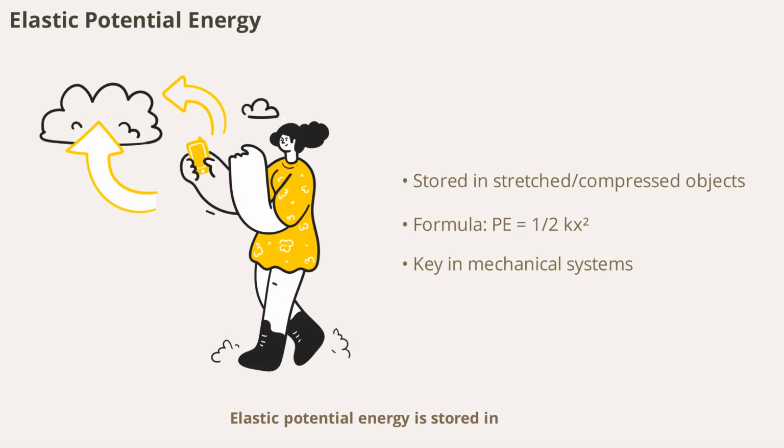Elastic potential energy is stored in objects that can be stretched or compressed, like springs or rubber bands. When you stretch a spring, energy is stored, and when released, it returns to its original shape, releasing that energy. The formula for elastic potential energy is P equals 1/2 kx², where k is the spring constant and x is the displacement. This concept is essential in understanding how mechanical systems store and release energy.